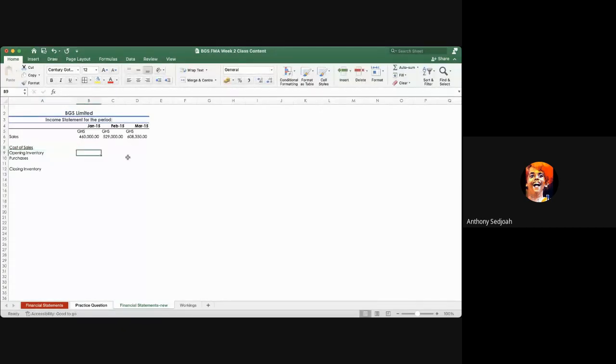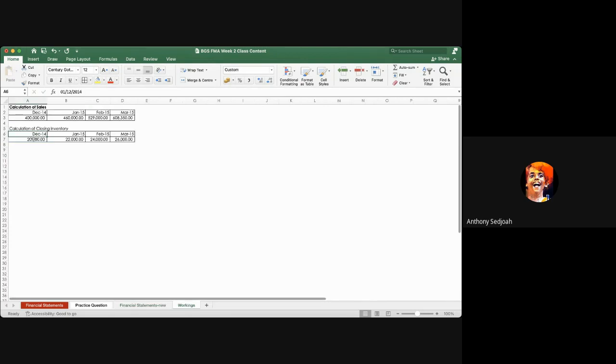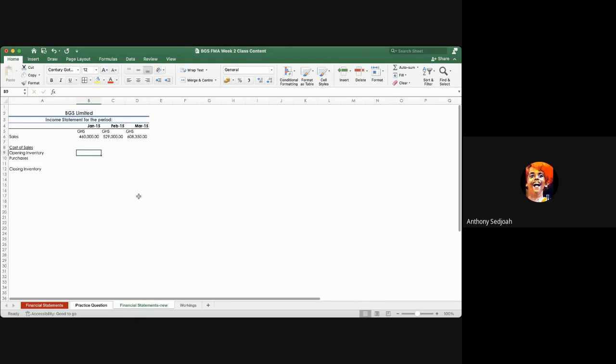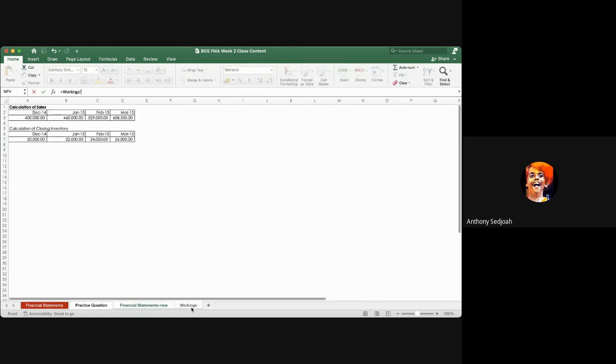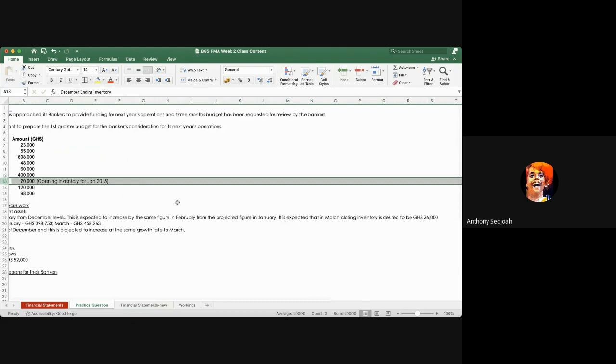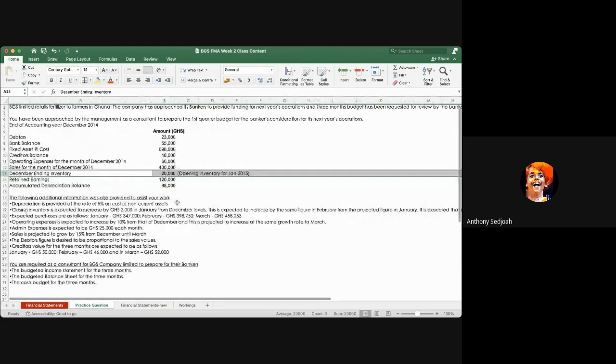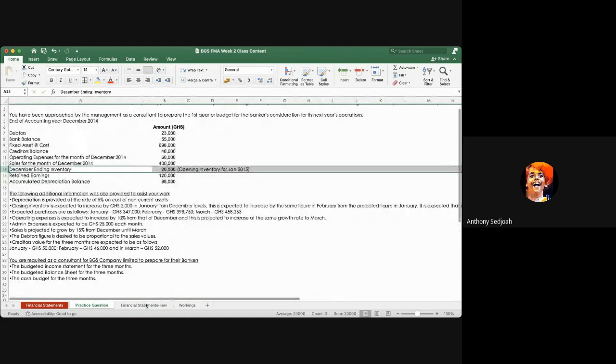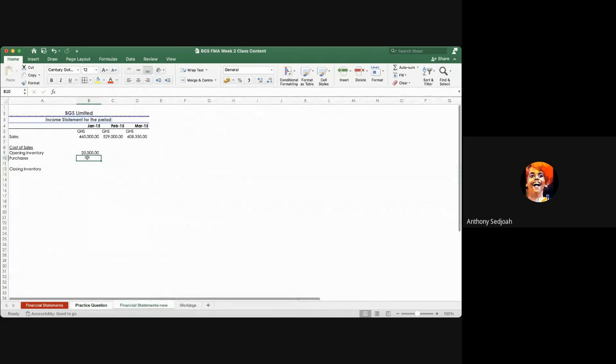So opening inventory in January 2015 should be the closing in December 2014, and we have the closing in December 2014 over here, the 20,000. So I'll reference that cell. For the purchases figure, we may have to calculate it. The question didn't give us the purchases directly, so we'll come back to that later. Let's leave the purchases for now.